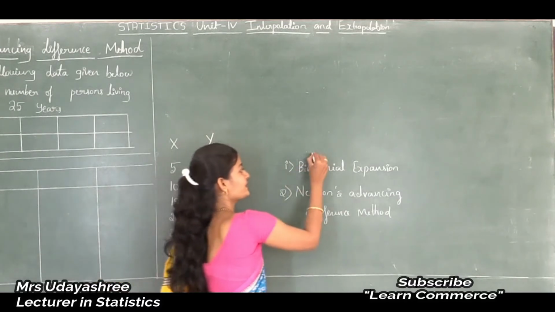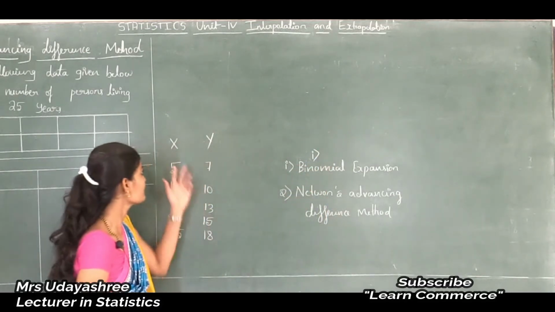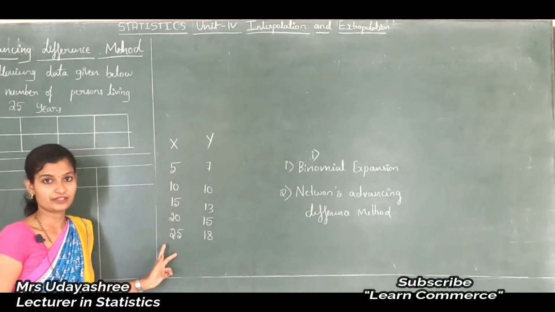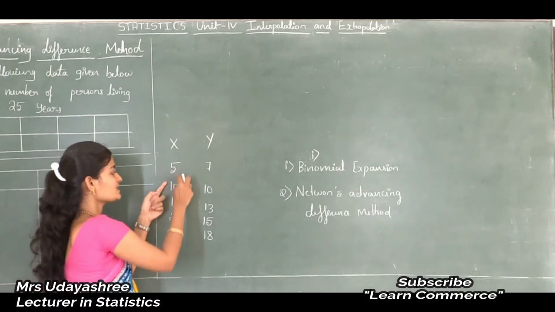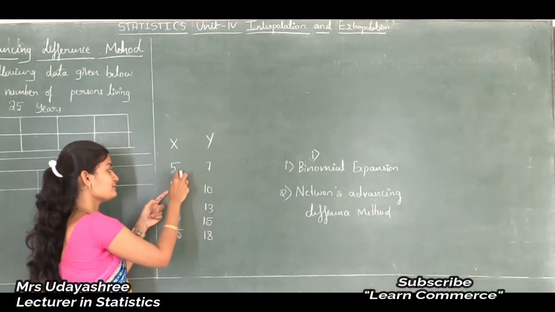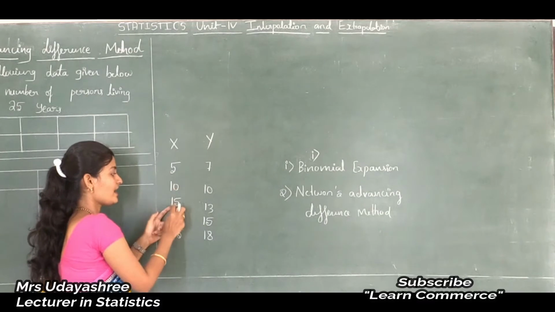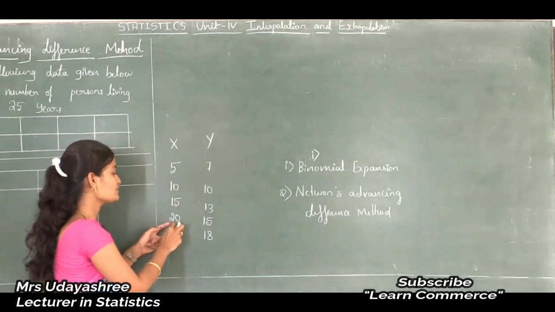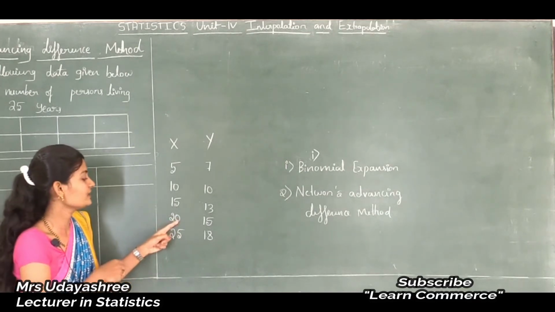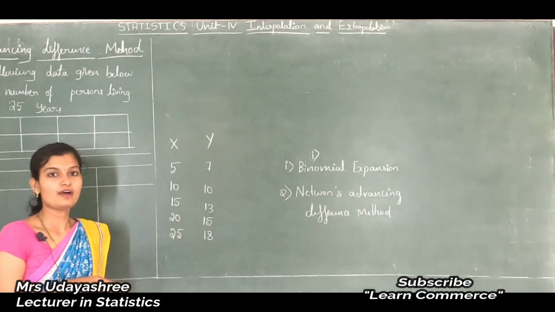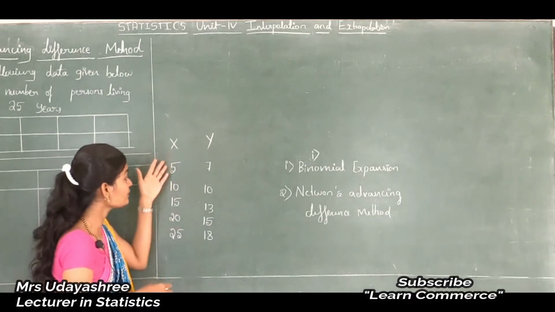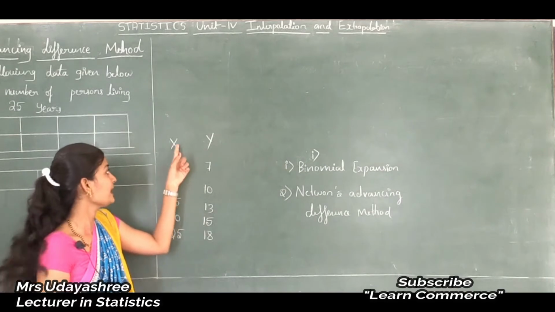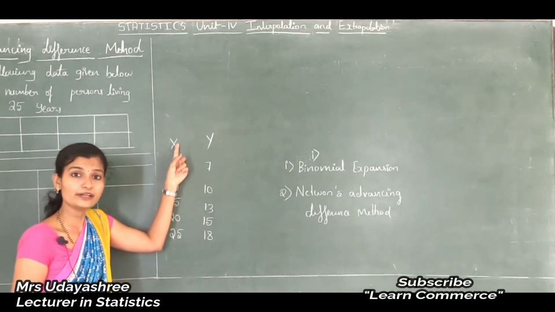The first condition is that the value of x, the independent variable, should have a common difference. The difference between these two observations is 5, and between the next two it is 5, and so on. So the common difference is 5. That is the first condition: the independent variable should have a common difference.